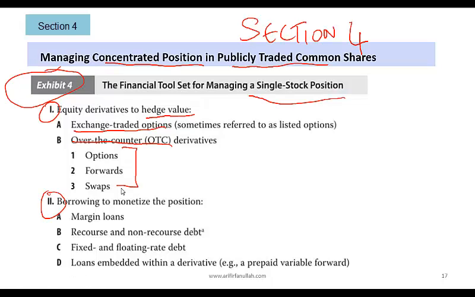The other strategy is to monetize the position, and monetization can be carried out via margin loans, via recourse and non-recourse debt. What is non-recourse debt? Non-recourse debt is where you don't have access to the borrower's other assets. So the liability is limited to the project that we're talking about. We also have fixed and floating debt, and then we have loans embedded within a derivative. We will study what we call a prepaid variable forward.